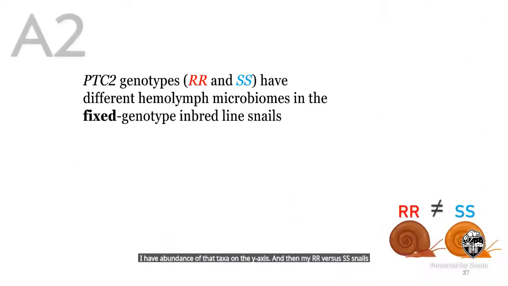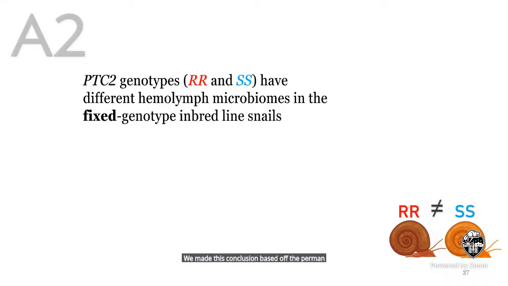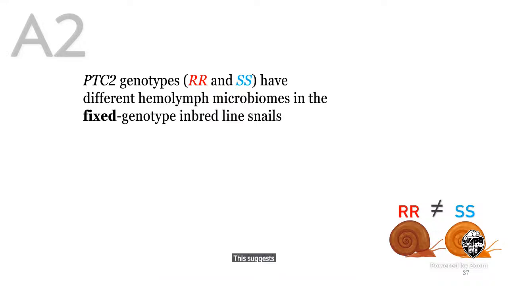Alrighty, and that brings us back to our second aim. We found that the PTC2 genotypes have different hemolymph microbiomes in the fixed genotype inbred line snails. We made this conclusion based off the PERMANOVA analysis, the PCA analysis, and also that taxon level analysis that we conducted. This suggests that the PTC2 proteins may be playing a role in modifying the snail hemolymph microbiome.